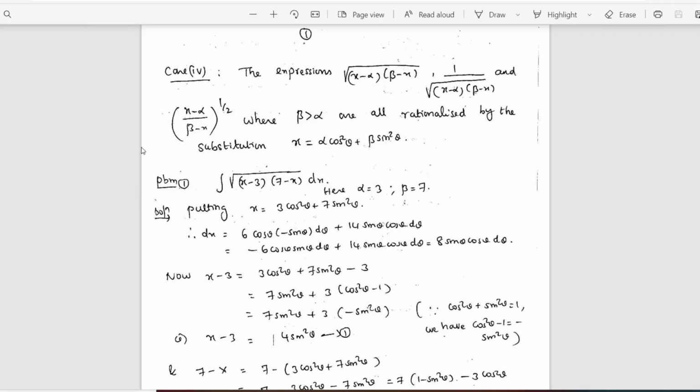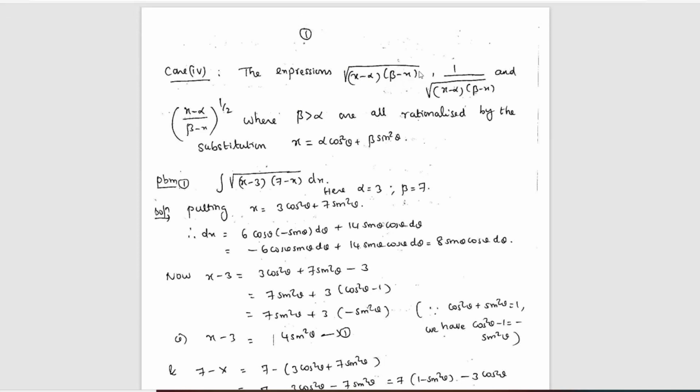This is the next type. Integral square root of x minus alpha into beta minus x dx, where alpha and beta are constants. And integral 1 over square root of x minus alpha into beta minus x dx. And the third one is square root of x minus alpha by beta minus x, where beta is greater than alpha. So in this type of integrals, we have to use the following substitution. The substitution is x equal to alpha cos square theta plus beta sin square theta. So we are transforming the variable x into a new variable theta.